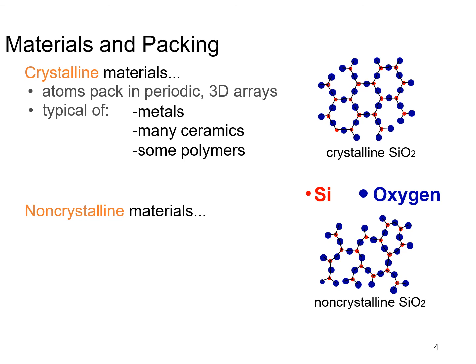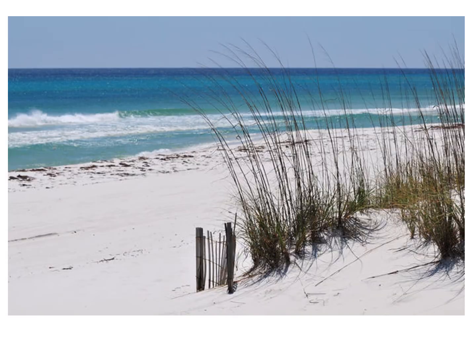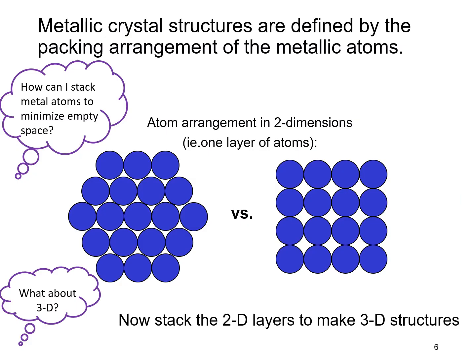Specifically, this is different than if you took those same atoms, the silicon and the oxygen, and arranged them in a non-crystalline form where it's random bonding. The atoms don't have periodic packing, and this occurs if you have very complex structures or rapid cooling conditions. We would call this non-crystalline state amorphous.